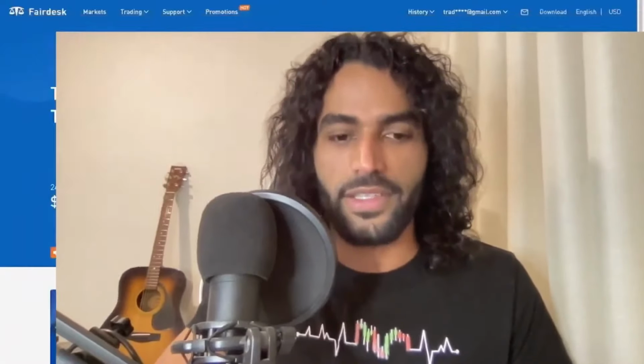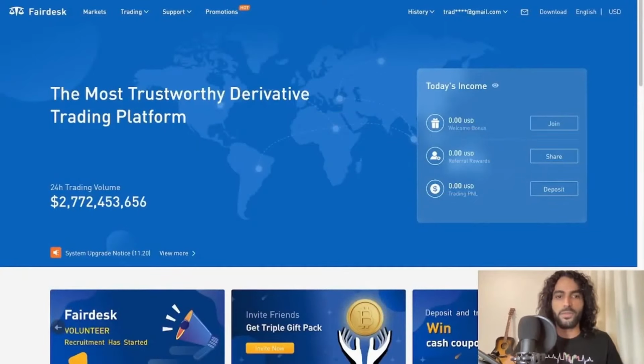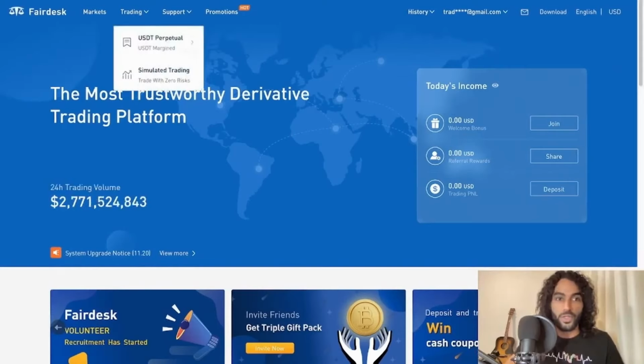The first thing is when we open an account with Fairdesk. Okay, so this would be pretty simple. If we go here, we have USD perpetual or margin. So I will make it as simple as possible.